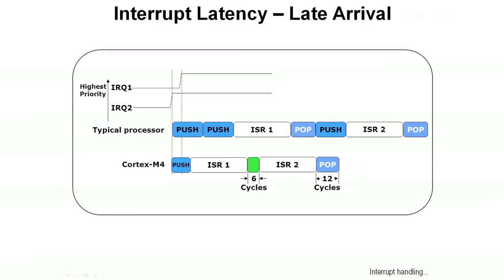The Cortex M4, on the other hand, the NVIC will see during the push process that a second interrupt has happened. It will simply transfer the execution to ISR1 instead of ISR2 and run ISR1. At the end of the interrupt service routine, it will then tail chain into ISR2 and then pop at the end of that. A significant savings in terms of interrupt latency.